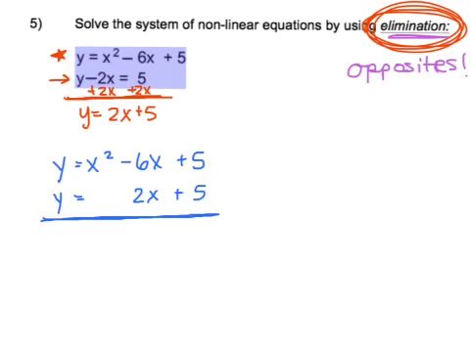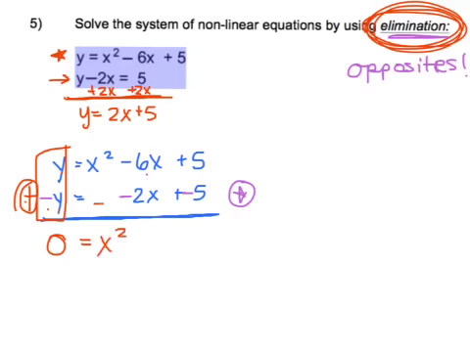So I'm going to multiply this bottom equation, I'm going to multiply everything by -1. So y becomes negative, 2x becomes negative, 5 becomes negative. Now that we have my opposites, I can go ahead and add my equations together. So I have y plus -y, which is 0, equals x squared plus nothing is x squared. Negative 6x plus -2x is -8x. And 5 plus -5 is nothing. So I'm going to just leave a blank.